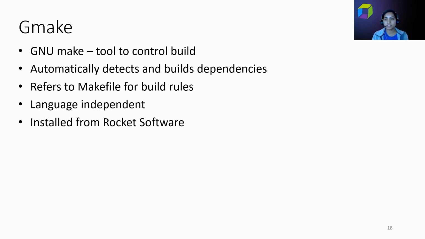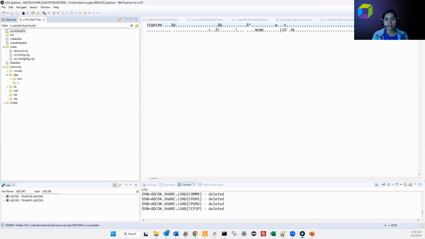So how gmake does this is based on a set of rules. We write the rules in a file called makefile. So makefile is equivalent to a script.